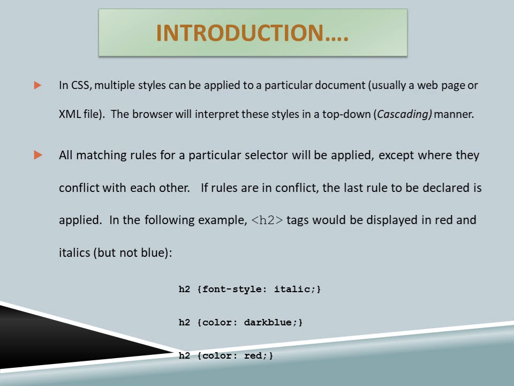In this case, suppose I am giving an h2 tag, that is a heading tag for an HTML page, and here I am setting the properties: font style italic, h2 color dark blue, h2 color red. That means the page will be displayed in italic and in red color. Although we defined the dark blue color here, it was predefined, and now we have redefined the color to red. So the contents written in the H2 tag will be displayed in italic format and in red color.